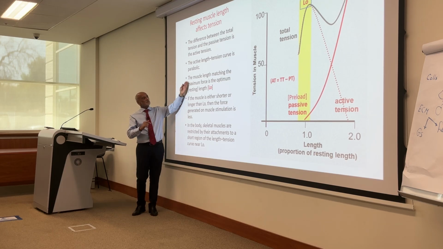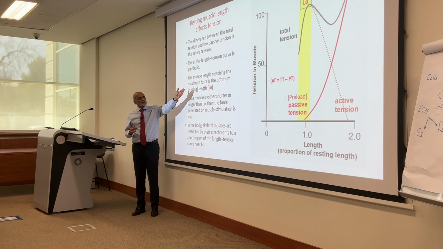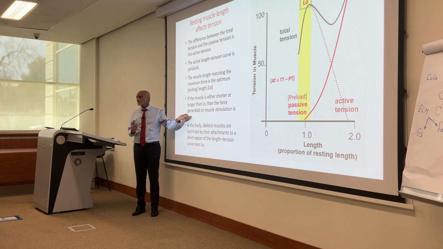The muscle length must match the maximum tension. That is called the optimum tension. If the muscle is either shorter or longer, I'm referring to the muscle, not the sarcomere, you have less tension in the muscle.